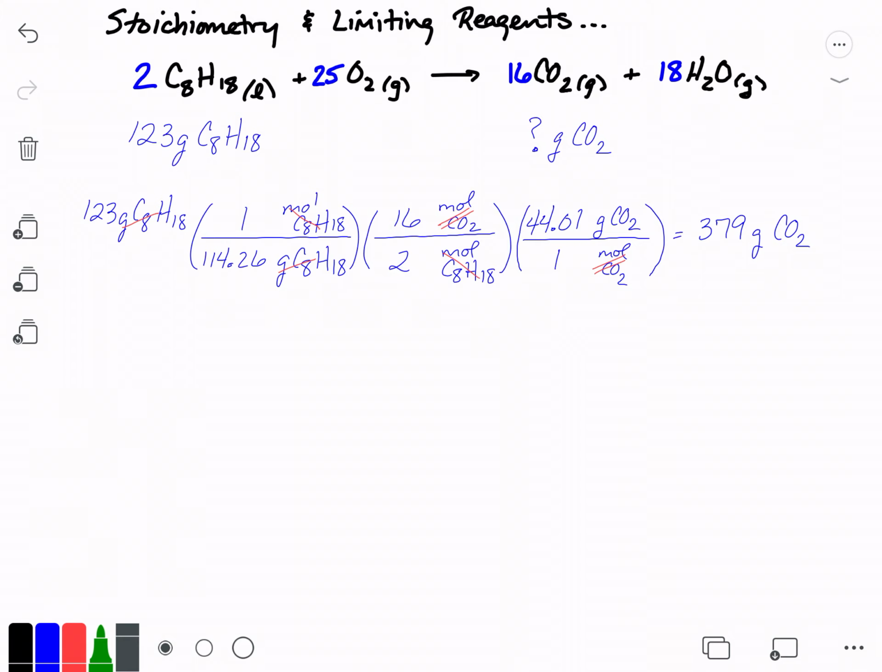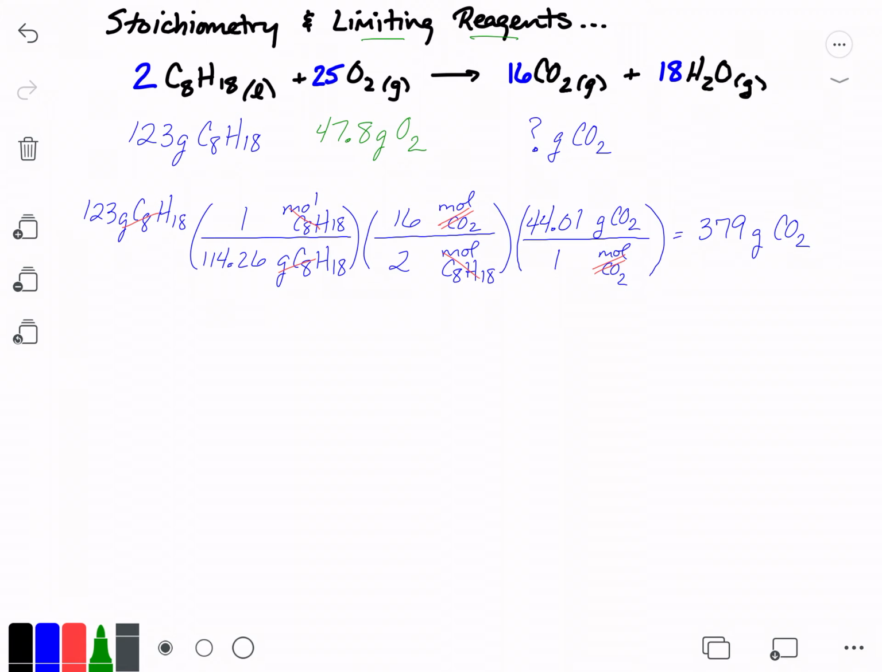So what I've just shown you is a typical stoichiometry problem. Where it becomes a limiting reagent problem is when we're given a quantity for both reactants. So let's rewind and pretend that the problem said, how much CO2 can be produced in grams if 123 grams of octane was reacted with 47.8 grams of oxygen. Now we have a starting amount for both reactants. Now, one of them is going to run out first.